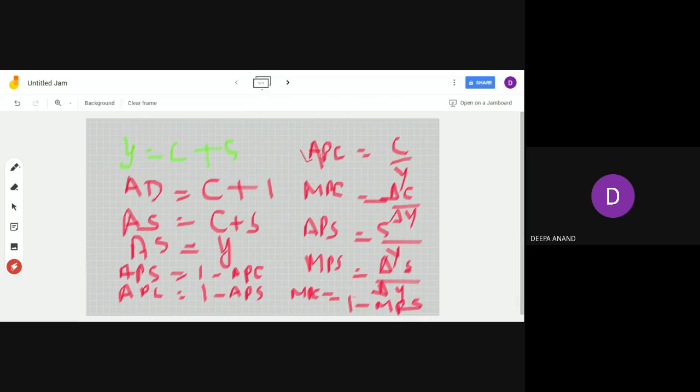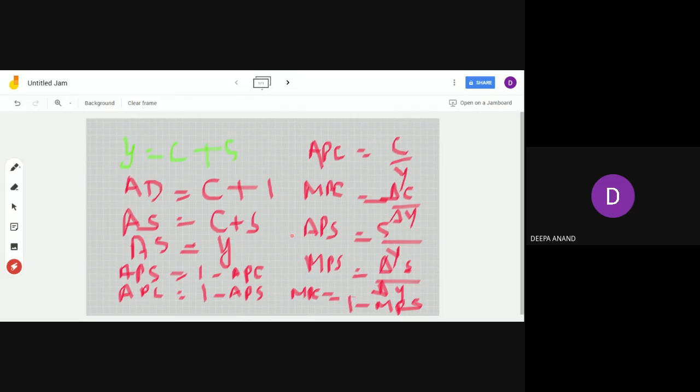And here, APS, APC. What is APC? Average propensity to consume is consumption upon income. What is marginal propensity to consume? Marginal means additional. Additional consumption upon additional income is known as MPC. MPC is delta C upon delta Y.